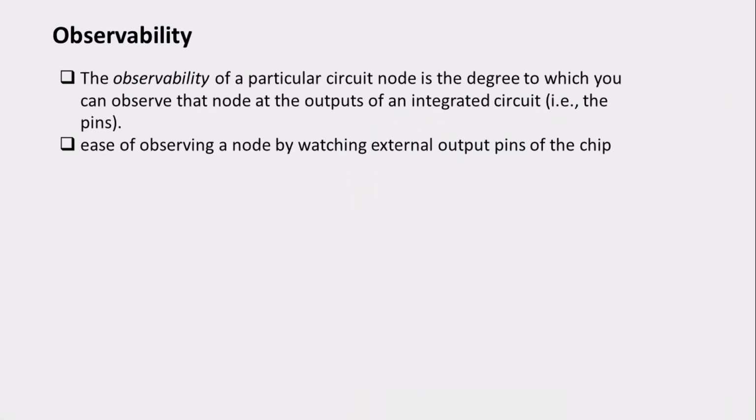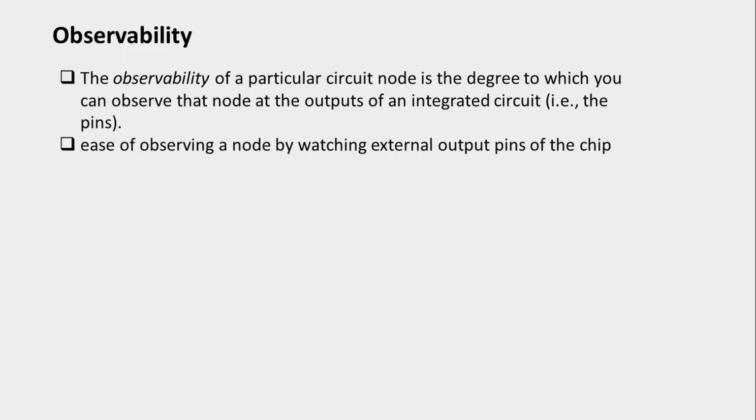Now let us look in terms of observability. Observability is the degree to which you can observe a node at the outputs of an integrated circuit. Here, you give some inputs to the ICs which have come from the fab, and you observe whether you are getting the proper output or not. That is observability.